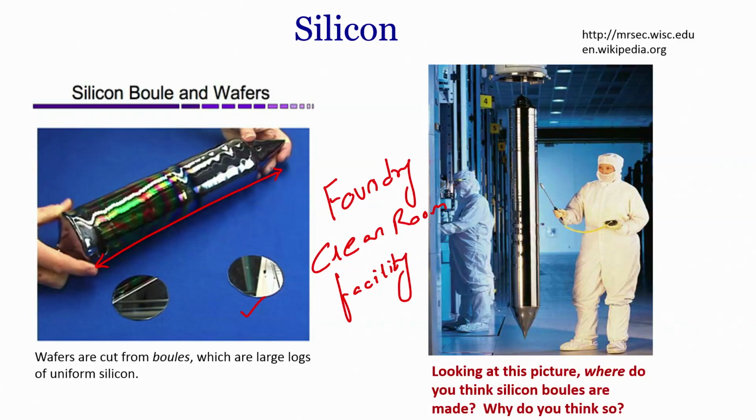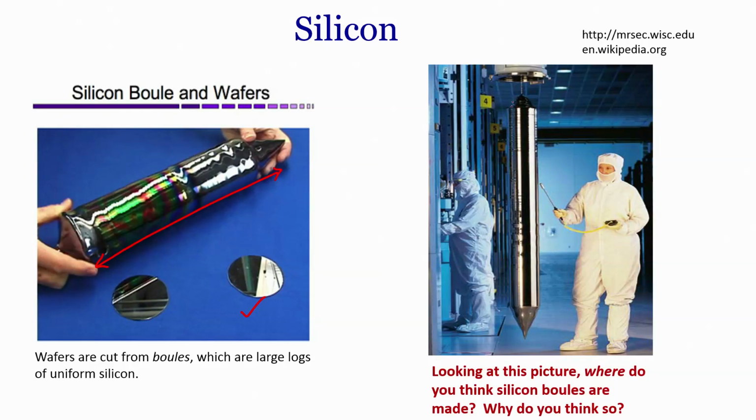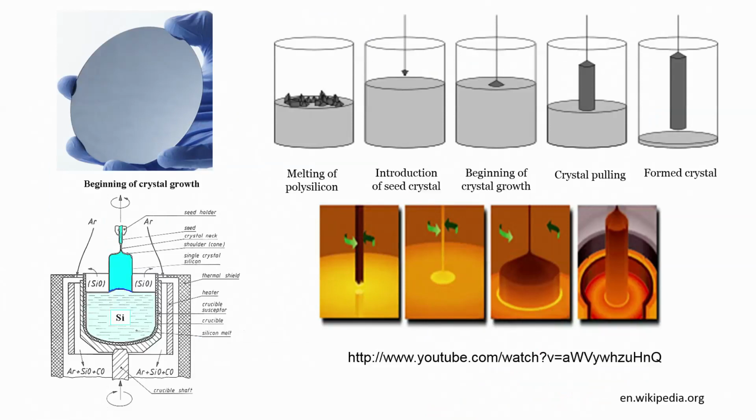We need a silicon which is 99.12345678 and 9 times 9 pure. So, to obtain this we require a clean room facility, and this clean room facility is a place to avoid any contamination. So, now we know that if you have a boule, then we can slice the boule and get the silicon wafer. Of course, there is a process, we will see the process also.